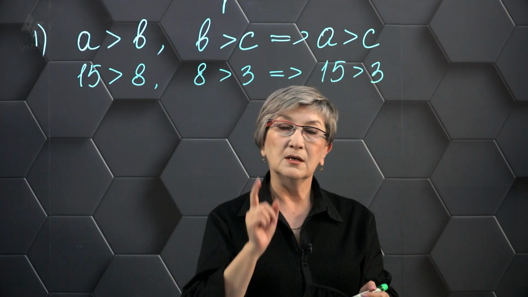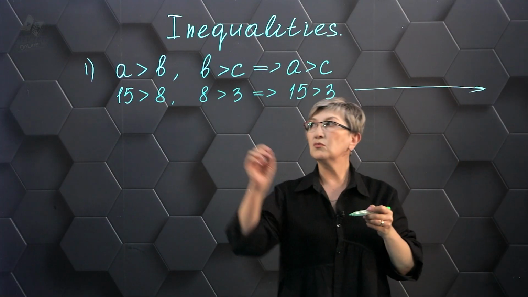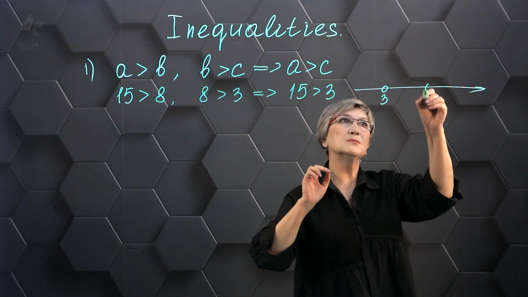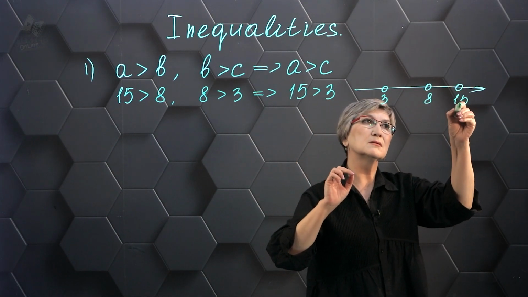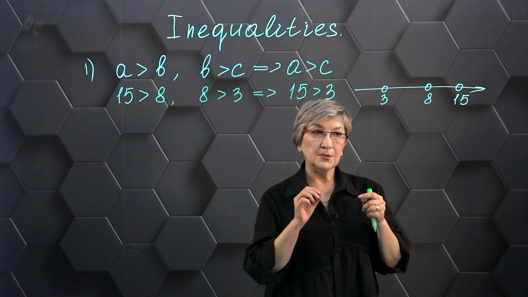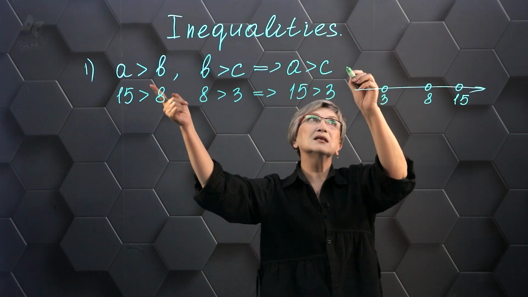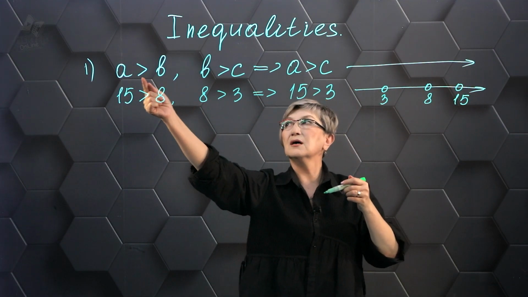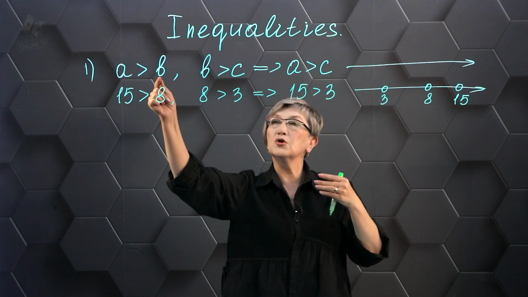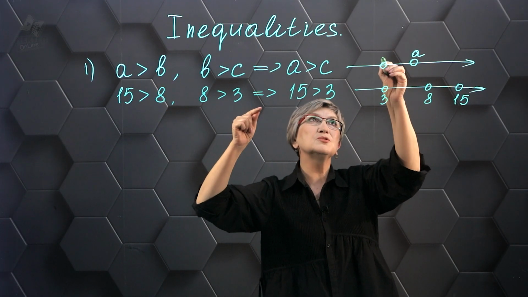It's obvious. By the way, if we show these numbers on a coordinate line, we can see that the number 3, the number 8, and the number 15 will be arranged on the coordinate line in this particular form. Why do we use a coordinate line? Because if you see the numbers on the coordinate line that are written as variables, and A is greater than B, then number A will be to the right of B.